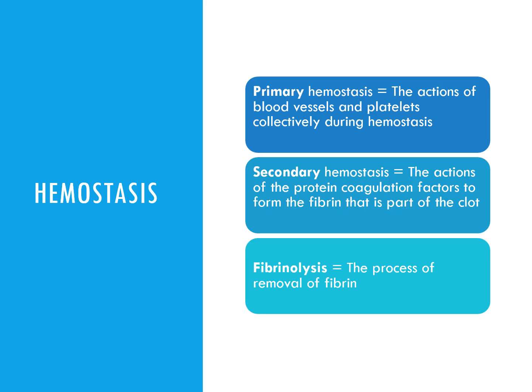As I mentioned in the previous slide, we have three phases of hemostasis. Our initial phase of hemostasis is primary hemostasis, and this is a result of the actions of blood vessels and platelets collectively during hemostasis. Typically, we see this occur initially when injury has occurred, and it is the first response to injury. The second phase is secondary hemostasis, and this is a result of the actions of the protein coagulation factors to form the fibrin that becomes a part of the clot.